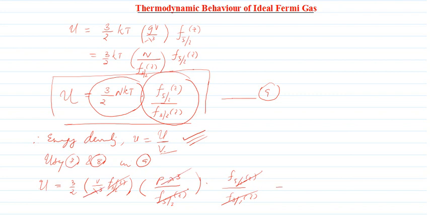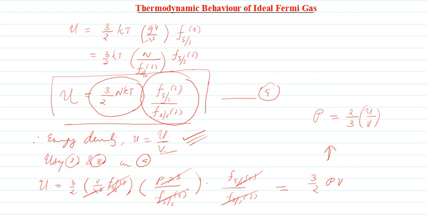So what you are finally left with is 3 by 2 of, then V is there, then there is a P there, so that is PV, 3 by 2 PV. Let me write it here itself. You can rewrite P is equal to 2 by 3 U by V, and what is this U by V? That is the energy density.